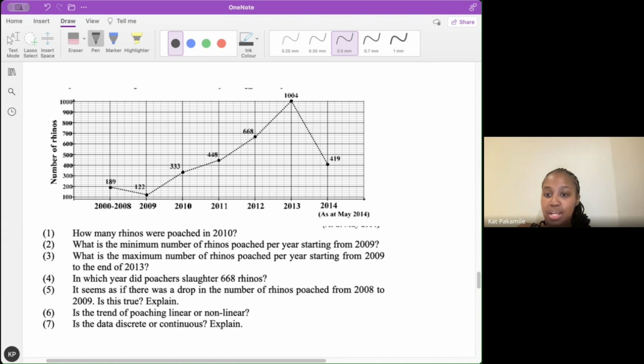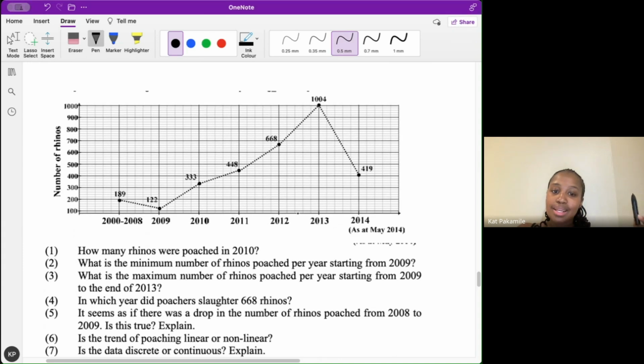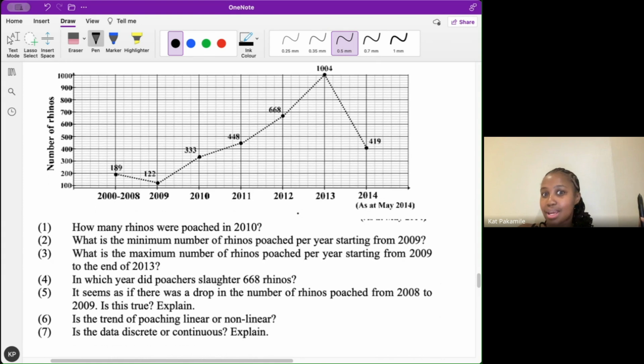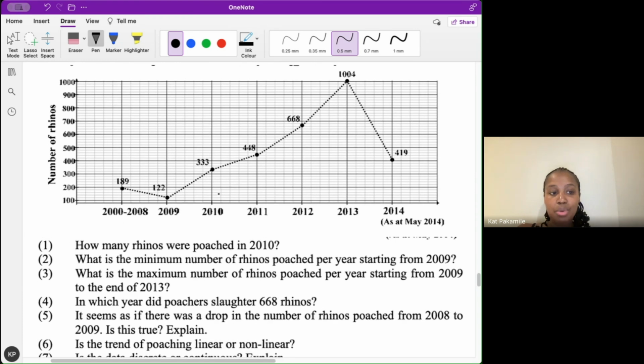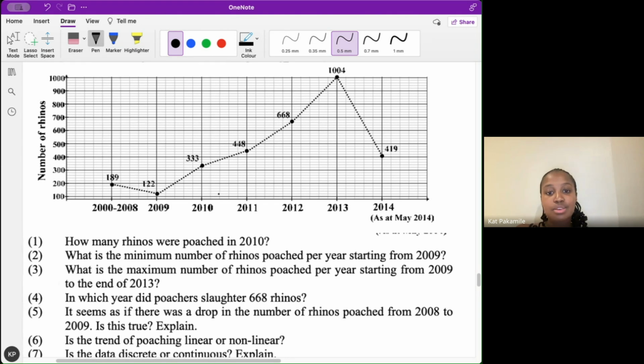Great. Now, let's look at how we would realistically get these questions in a test paper. Obviously you will probably get a graph like this, and they will ask you a bunch of questions. So let's practice how we would answer these questions. This graph represents the number of rhinos that were poached between 2000 and 2014. First one says, how many rhinos were poached in 2010?